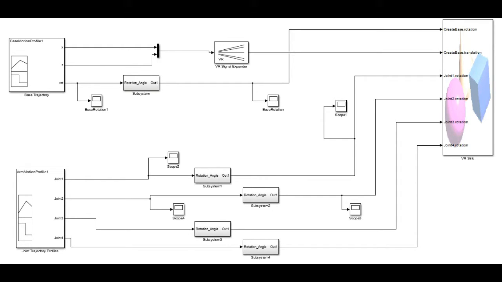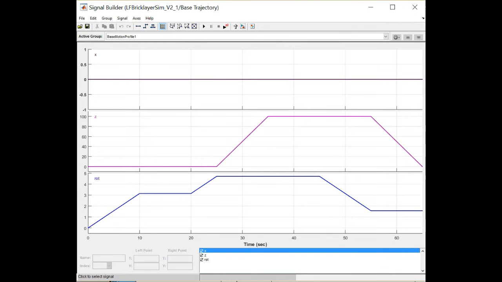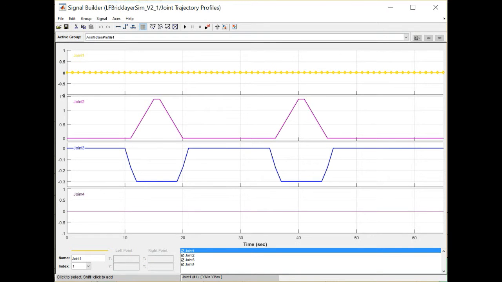What you see here is the Simulink that's driving the VRML representation. From left to right, it's two boxes: one comprised of a profile of the X, Z, and rotation of the base, which is the full robot in time, and separately, joint profiles over time that are driving the movement of the arm representation.